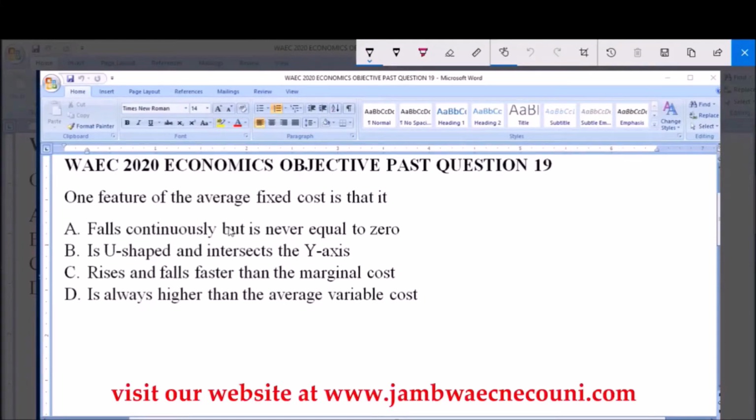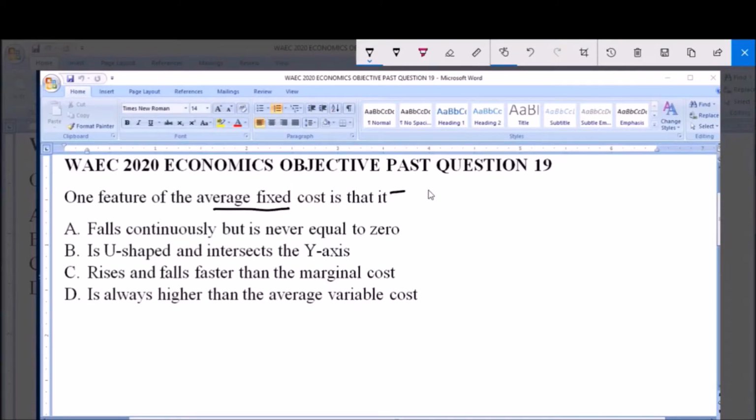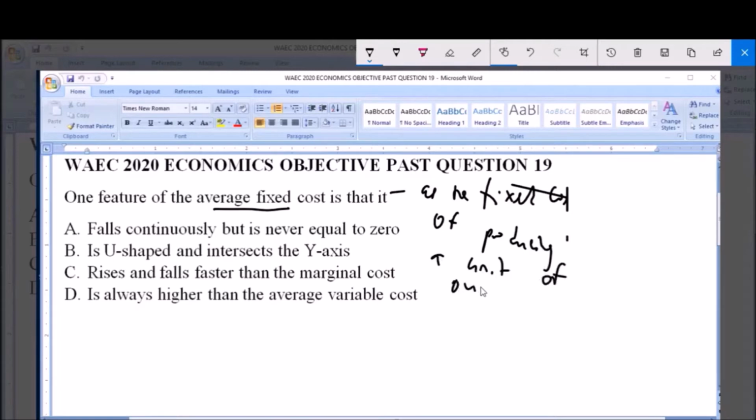So the concept we are looking at here is average fixed cost. An average fixed cost is defined as the fixed cost of producing a unit of output.